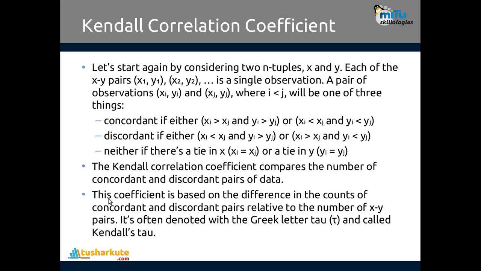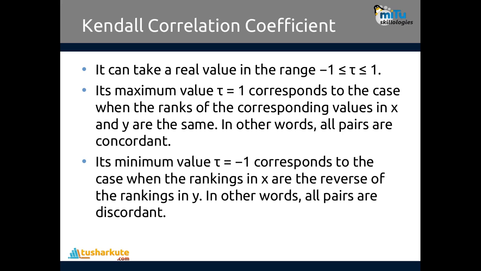Now, this coefficient is based on the difference in the count of concordant and discordant pairs relative to the number of xy pairs, and it's often denoted with the letter tau. It's called Kendall's tau. So what percentage of difference is there between concordant and discordant? That is Kendall's tau. Remember this. Now, let's take an example.